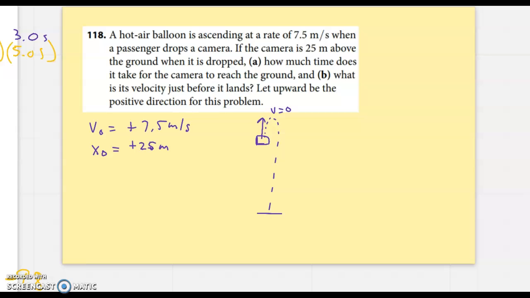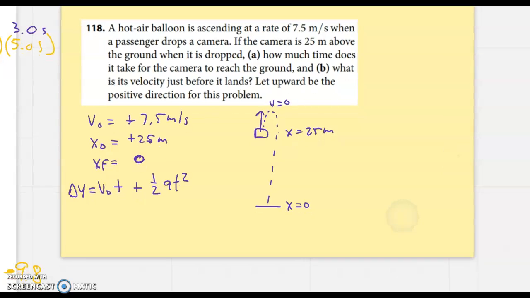So if I want to know how much time it takes to get to the location of 0, which we're calling the ground, this was 25 meters up. Well, how would I do something like that? Now, the one-stop shopping way to do this is to say delta y equals v naught t plus a half a t squared.